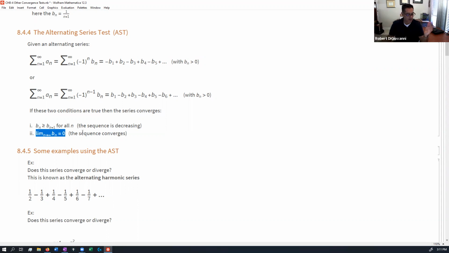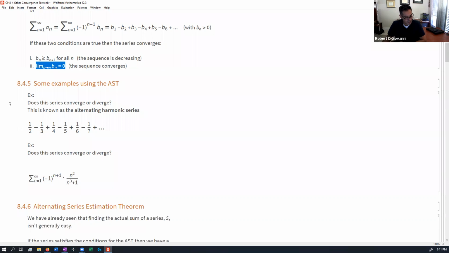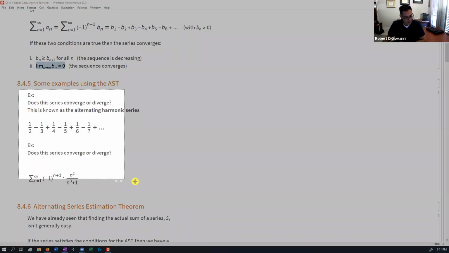So, super nice test. Here's an example. Let me take both of these. Do these series converge or diverge?